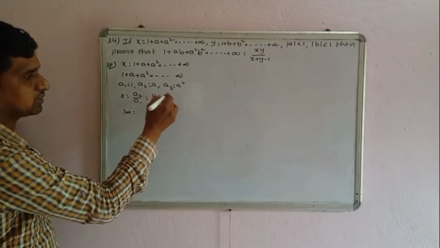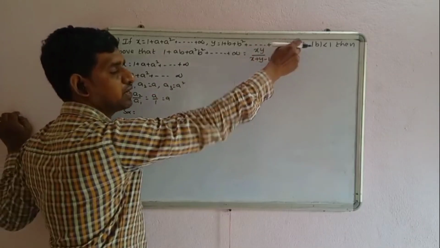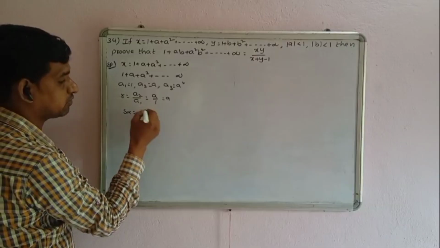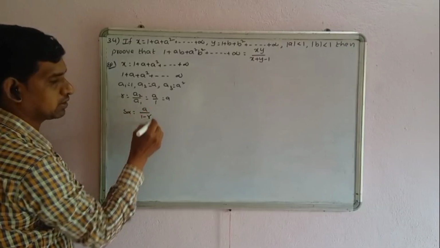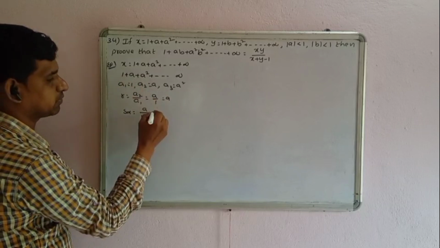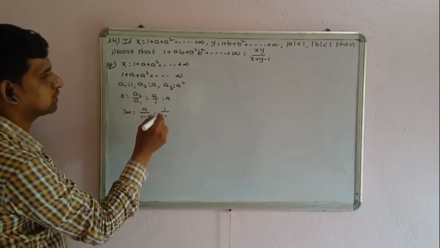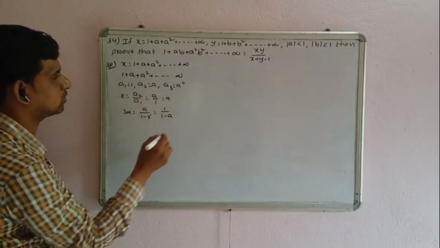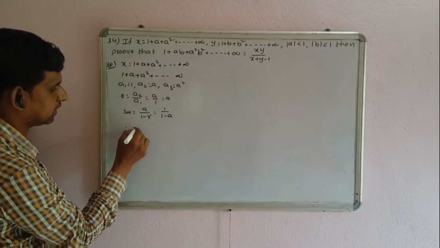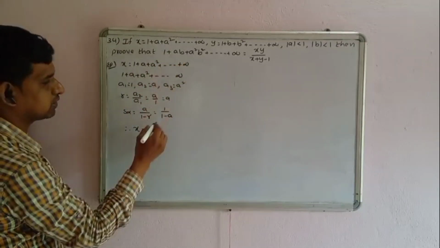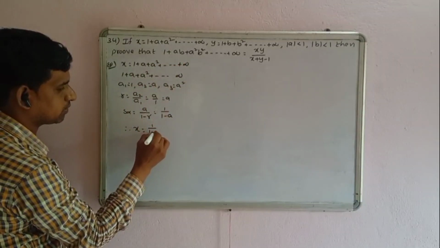Therefore the S infinity formula. Here it is given that the absolute value of a is less than 1. The S infinity formula is a by 1 minus r. Here a is nothing but the first term, so 1 by 1 minus r. What is the r value here? r equals a. Therefore x equals 1 plus a square so on to infinity, and this value is 1 by 1 minus a.